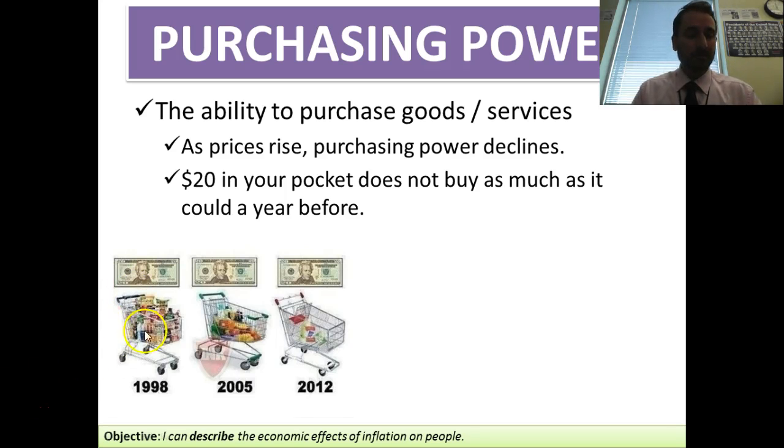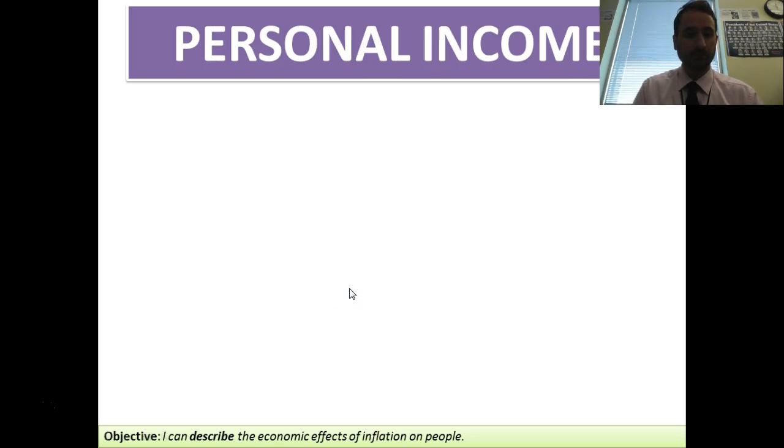And so in 98, you could buy a whole basket full of stuff because individual items were cheap. But as the prices of those things go up, you can buy fewer and fewer items with $20 because your $20 doesn't become $25 then $30. It remains the same $20.